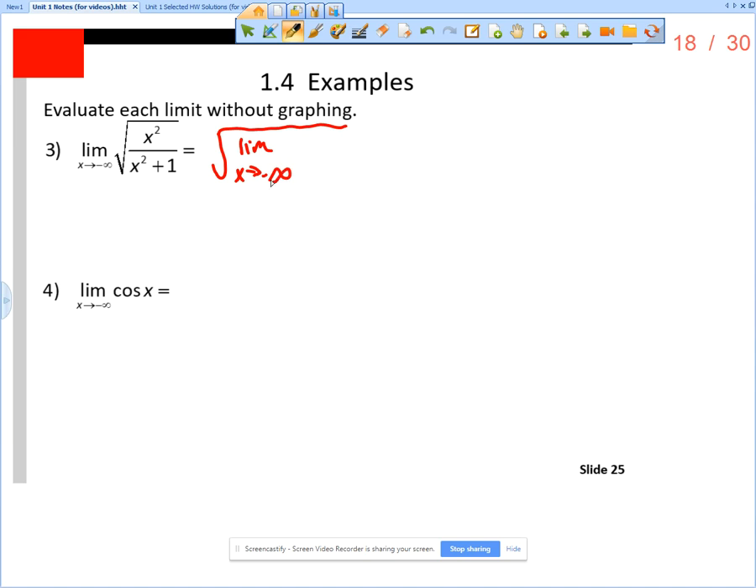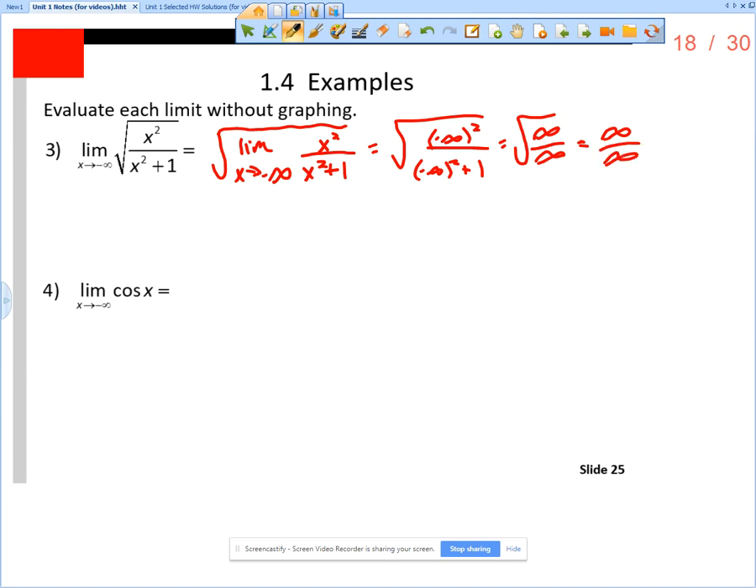So limit as x approaches negative infinity of x squared over x squared plus 1. All right, so now we forget about the square root for a moment, and then we are going to evaluate the limit. All right, and so I get the square root of negative infinity squared. So negative infinity squared, that's actually going to be positive infinity. And then I have negative infinity squared plus 1. Of course, that's going to be positive infinity. So I get the square root of positive infinity over positive infinity, which is still going to be infinity over infinity. So we have more work to do.